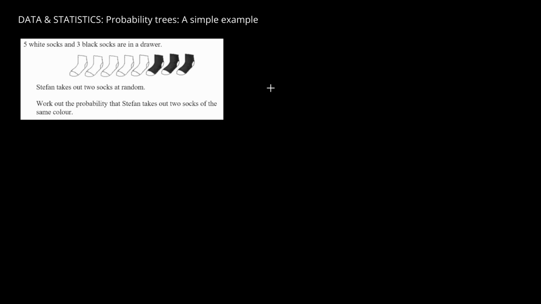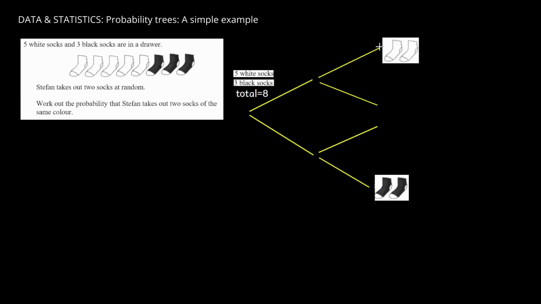So I need to construct a simple probability tree of 2 branches. We're only interested in the selections where 2 white socks are obtained or 2 black socks are obtained. So we don't need to bother with this branch here or this branch here. Now, the fact that he takes out 2 socks means that effectively the socks aren't replaced. So he takes out 1 sock and then takes out another sock.